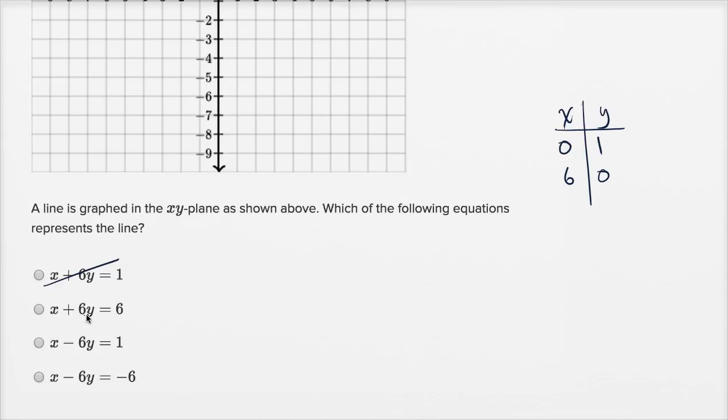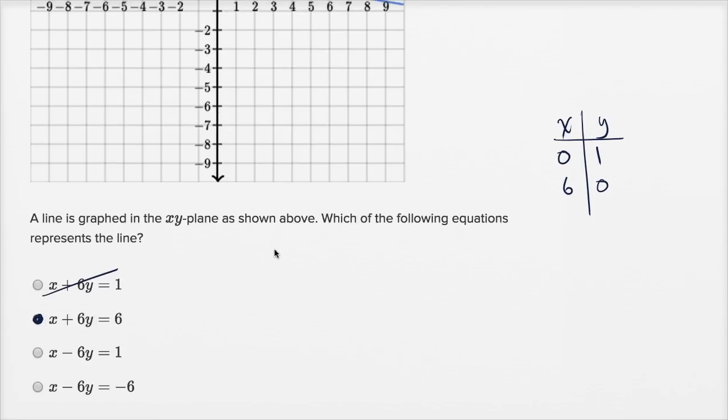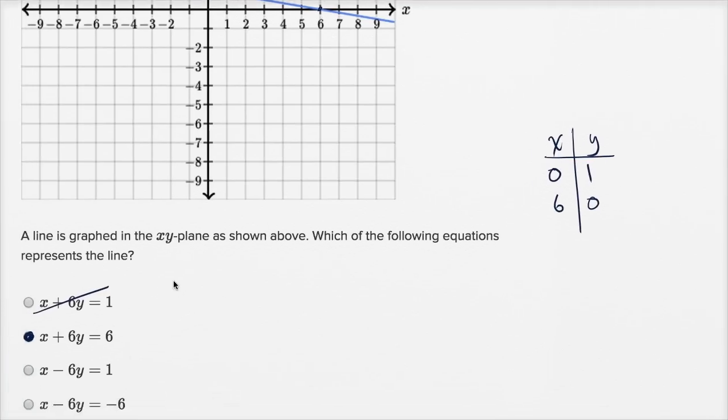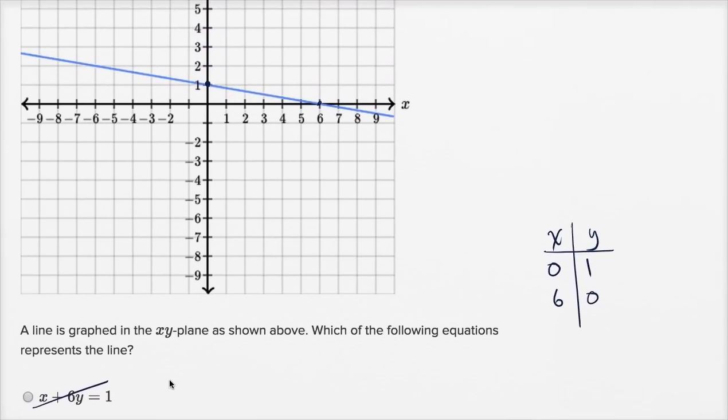Now, when y is 0, x needs to be equal to 6. So if y is 0, this goes away, and x is equal to 6. So we're done. This is our choice. Now, there are other ways that we could do it. We could write it first in slope-intercept form and then convert to this form right over here. So let's do it that way as well.